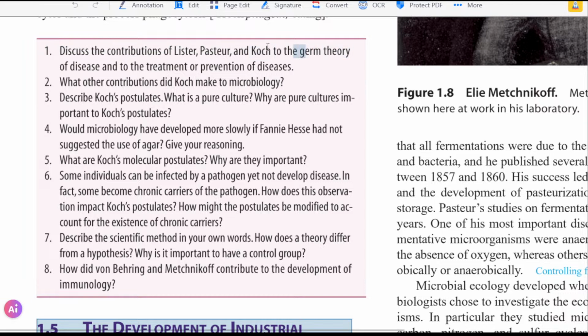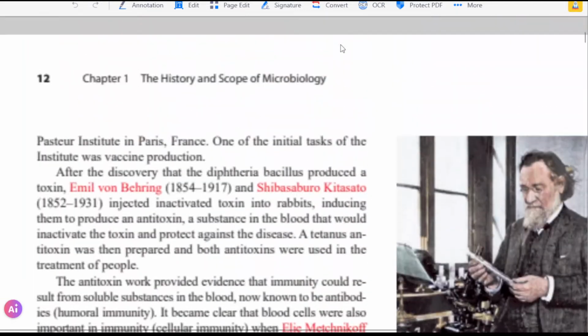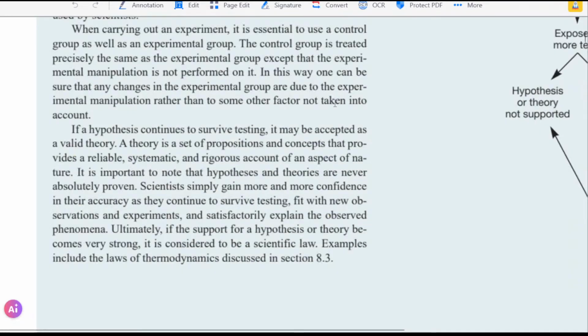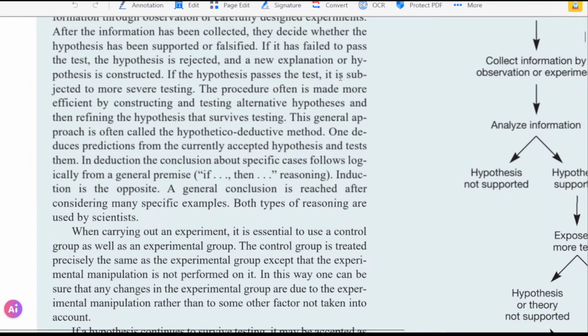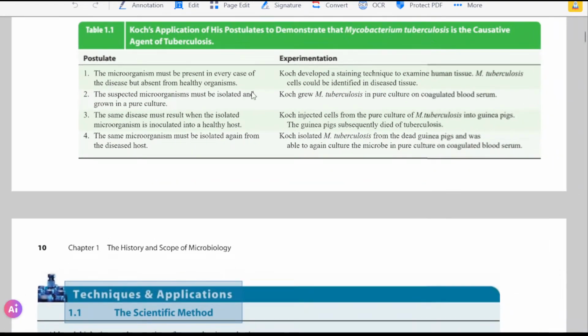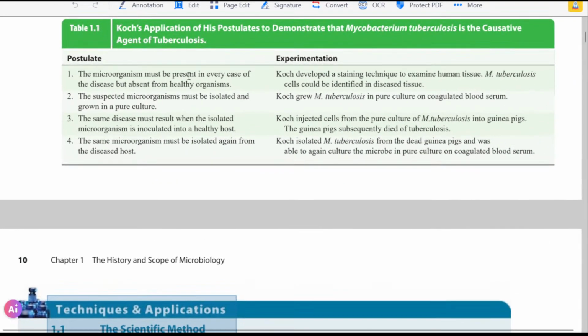Why? Because of the Koch postulates, he actually proved it step by step, and we already studied that in a previous live. I'm not talking about the molecular postulates because that's something else. It is related to the germ theory, but here they are talking about the four postulates. You can culture the microorganisms from an unhealthy organism, and they can grow in a pure culture. Then you inject them into a healthy animal, and it develops the same kind of symptoms and disease as the previous one.